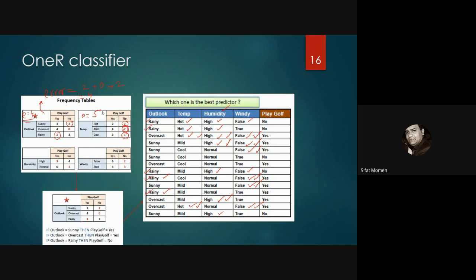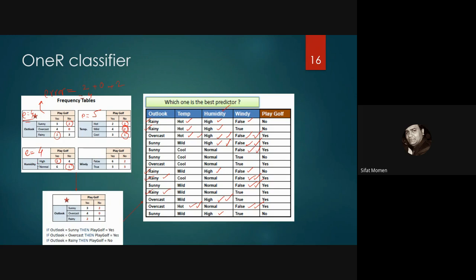ক্লিয়ার? Yes sir. আচ্ছা, সিমিলারলি আমাকে বলেন হিউমিডিটির জন্য কতগুলো এরর থাকবে? আচ্ছা, humidity high 3 and 4, so high হলে সবসময় no predict করবো, right? Because that's the winner. So I've got 3 errors here. Normal হচ্ছে 6 and 1, so I'm going to always predict it to be yes. So I'll have 1 error here. So altogether 4 errors. Is that okay নাকি না?